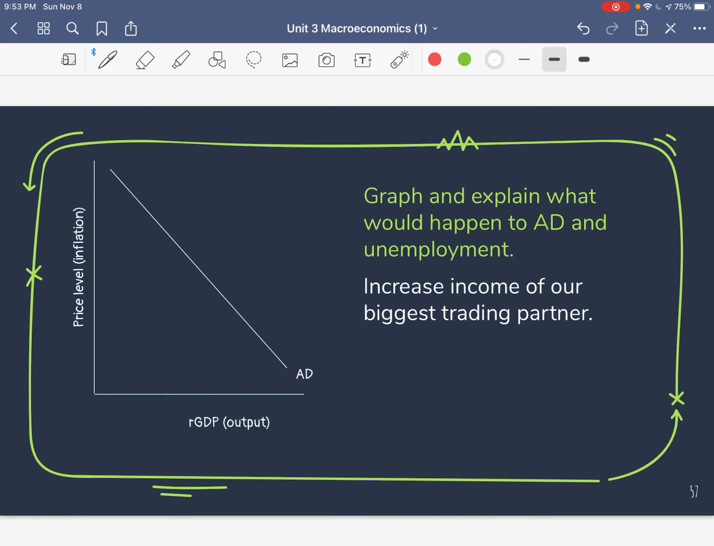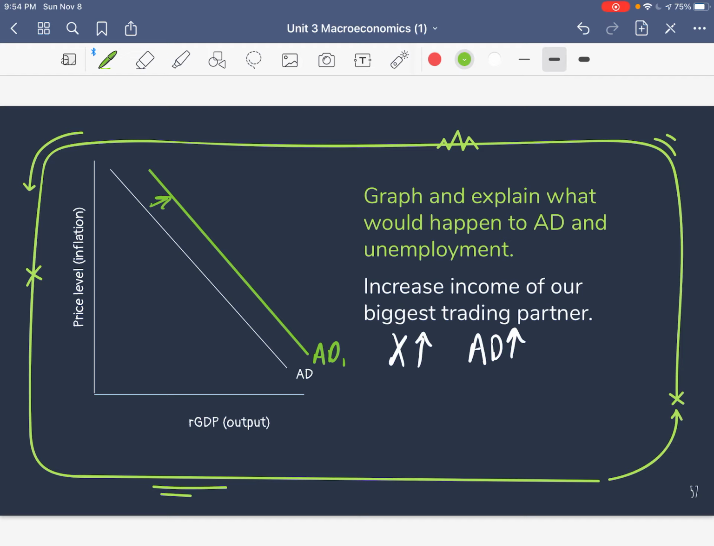Increase income of our biggest trading partner. We said this was probably exports, the export part of net exports, because if they're making more money, they're going to buy more of our stuff. So exports then increase, which leads to AD increasing. So let's put it on the graph. If AD increases, it shifts to the right. Draw a new AD curve, label it AD sub 1, and draw an arrow indicating which way it went.